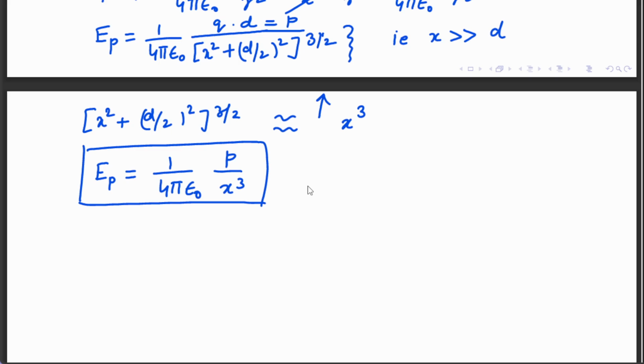Notice an interesting aspect of this equation. The electric field due to a dipole varies as 1 over r cube as compared to the electric field due to a point particle, which varies as 1 over r square. This completes the lecture on the principle of superposition of electric fields as applied to the electric dipole.